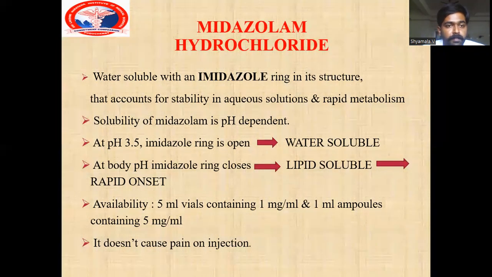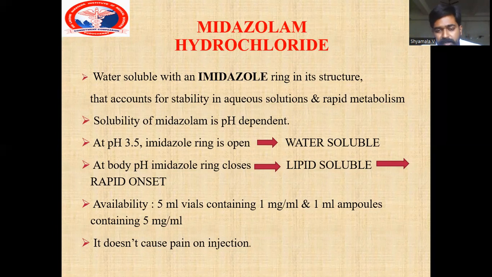Midazolam hydrochloride is water soluble, with an imidazole ring in the structure that accounts for stability in aqueous solution and rapid metabolism. Solubility of midazolam is pH dependent. At a pH of 3.5, the imidazole ring is open and water soluble. At body pH, the imidazole ring closes, making it lipid soluble with rapid onset. It is available in 5 ml vials containing 1 mg per ml. So all your vials and ampoules contain 1 mg per ml. It doesn't cause any pain on injection.